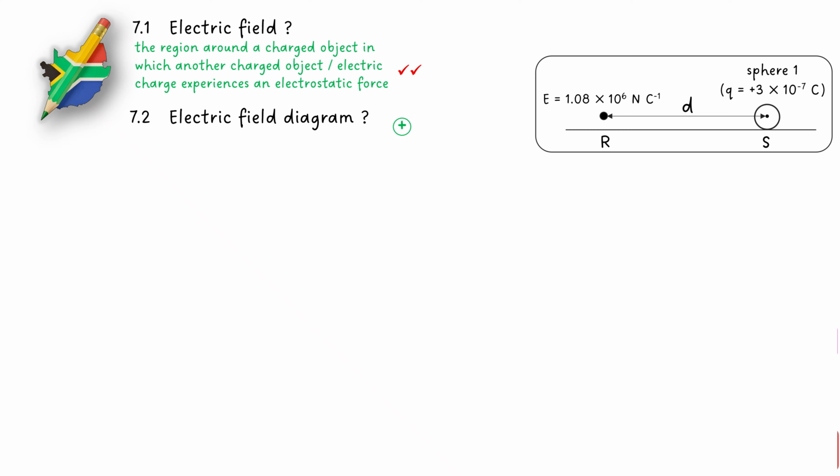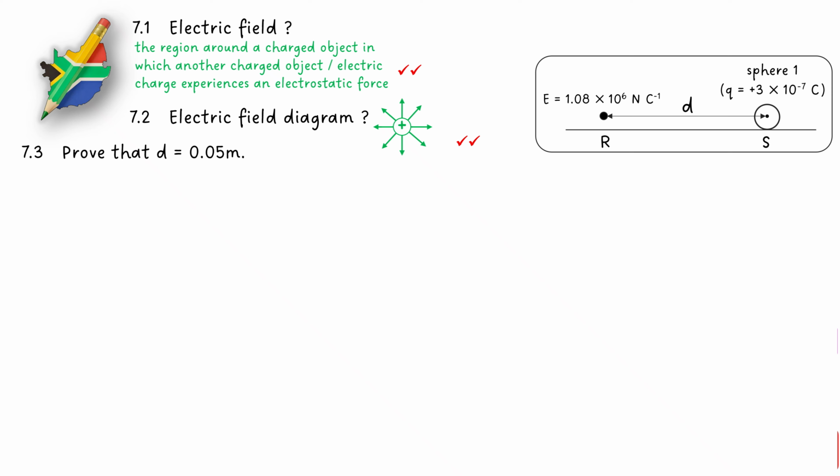The sphere at point S is positively charged, so we draw a positive charge. Then we draw field lines radiating outward from the positive charge. The lines should be evenly spaced and not cross each other. Remember, for positive charges, field lines point away, and for negative charges, they point towards the charge.